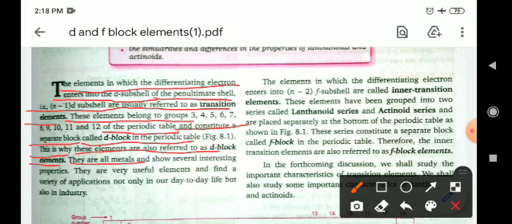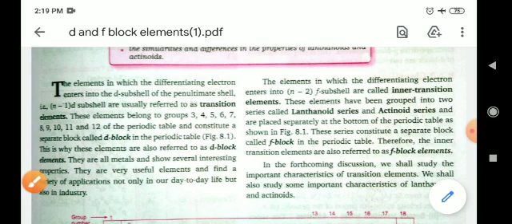They are all metals and show several interesting properties. They are very useful elements and find a variety of applications not only in our day to day life but also in industry.